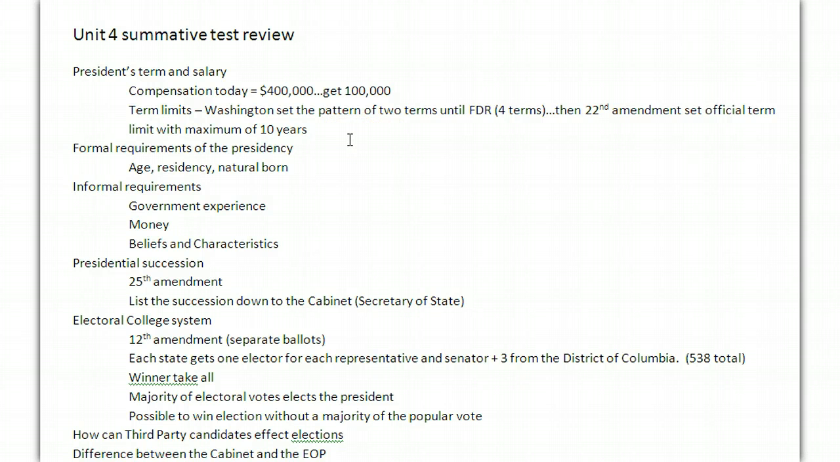The term limits of the president are now set by the 22nd Amendment at 2 terms. So you've got to remember that there's 2 terms for the presidency, and we'll put that in there. 2 terms, and you get a maximum of 10 years. FDR spent 4 terms in office, and it was later that the 22nd Amendment limited presidents to 2 terms.